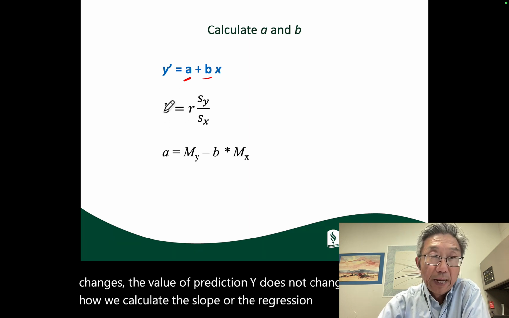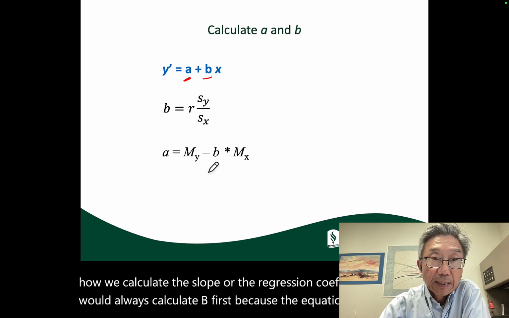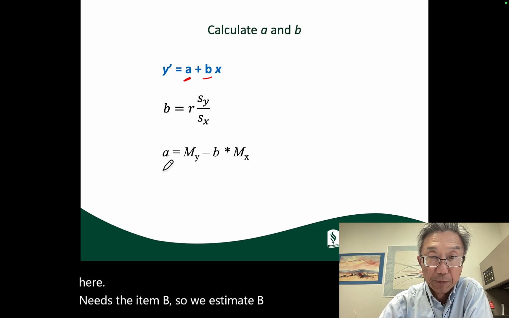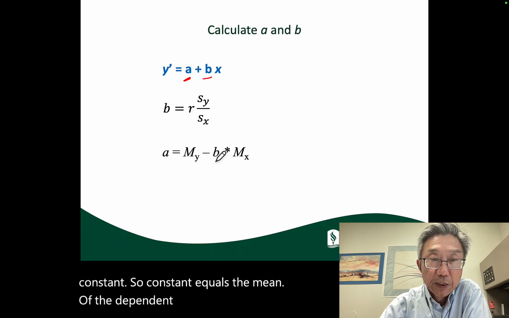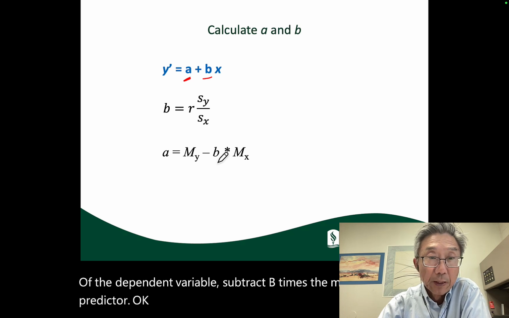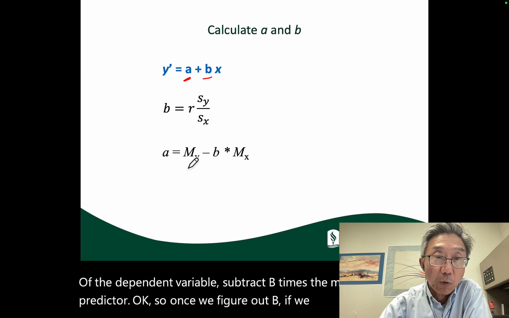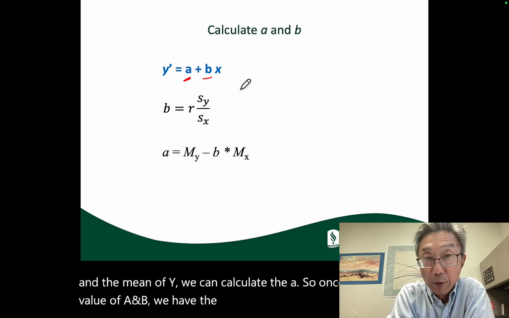Now, we would always calculate b first because the equation that we use here needs the item b. So we estimate b and then we calculate the constant. The constant equals the mean of the dependent variable minus b times the mean of the predictor. Once we figure out b, if we know the mean of x and the mean of y, we can calculate a. So once we have the values of a and b, we have the regression equation.